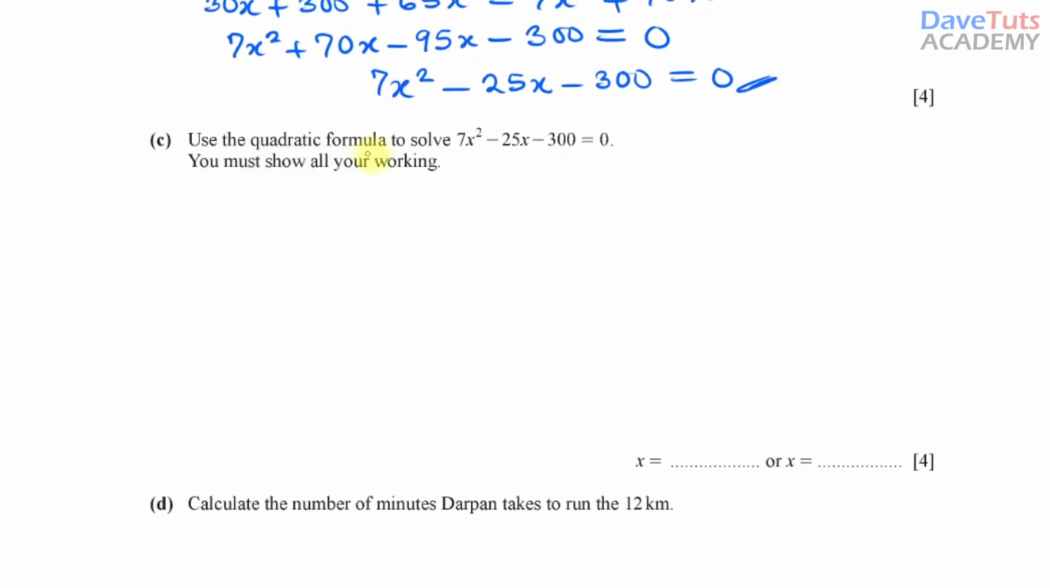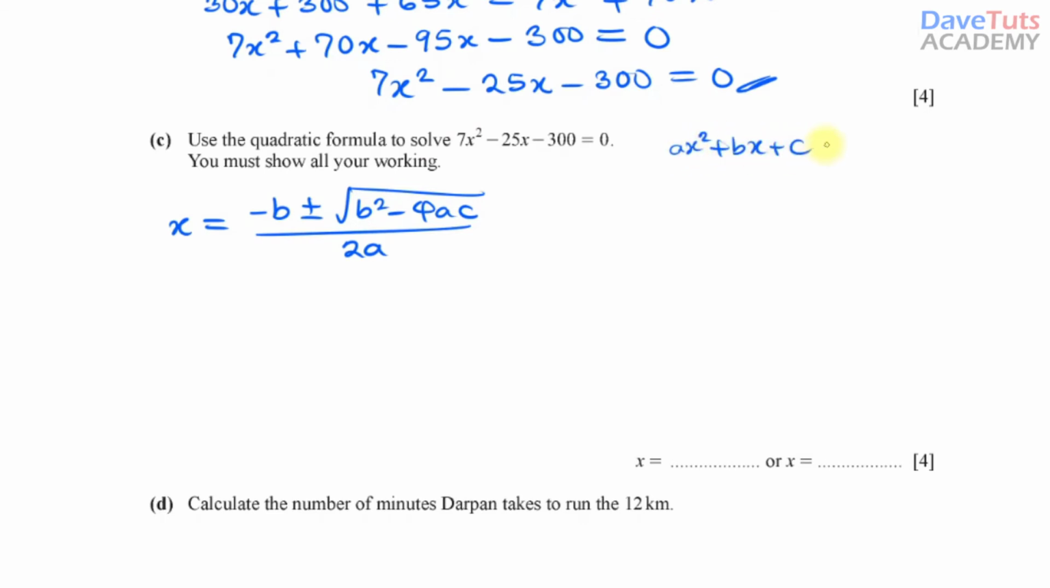Here, we're asked to use the quadratic formula to solve the equation 7x squared minus 25x minus 300 is equal to 0. And we must show all our working. So we know that as a rule of thumb, for a quadratic equation, x, the solution is given as minus b plus or minus the square root of b squared minus 4ac all divided by 2a. In which, for this particular case, the general equation is ax squared plus bx plus c is equal to 0.